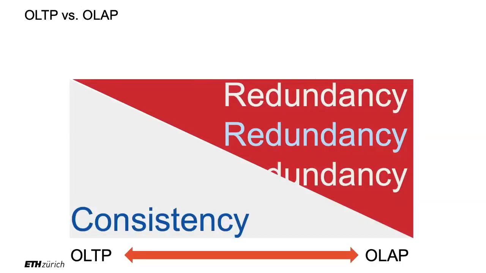Another thing that characterizes OLTP because of the frequent updates is the very high normal forms. You want your data to be in third normal form, in Boyce-Codd normal form, and so on. Why? Because of consistency, right? You want to do frequent updates without breaking stuff.